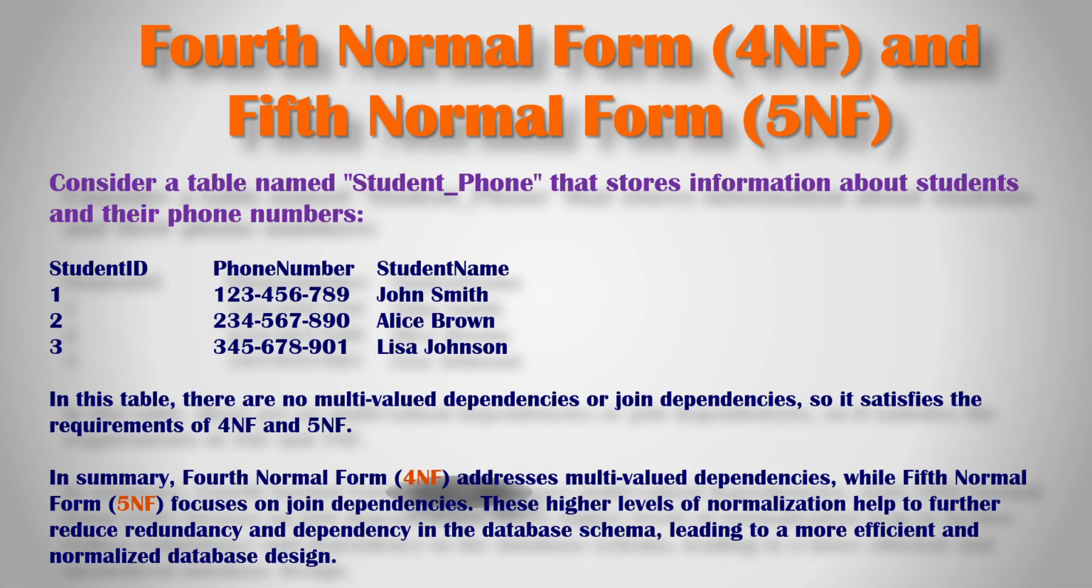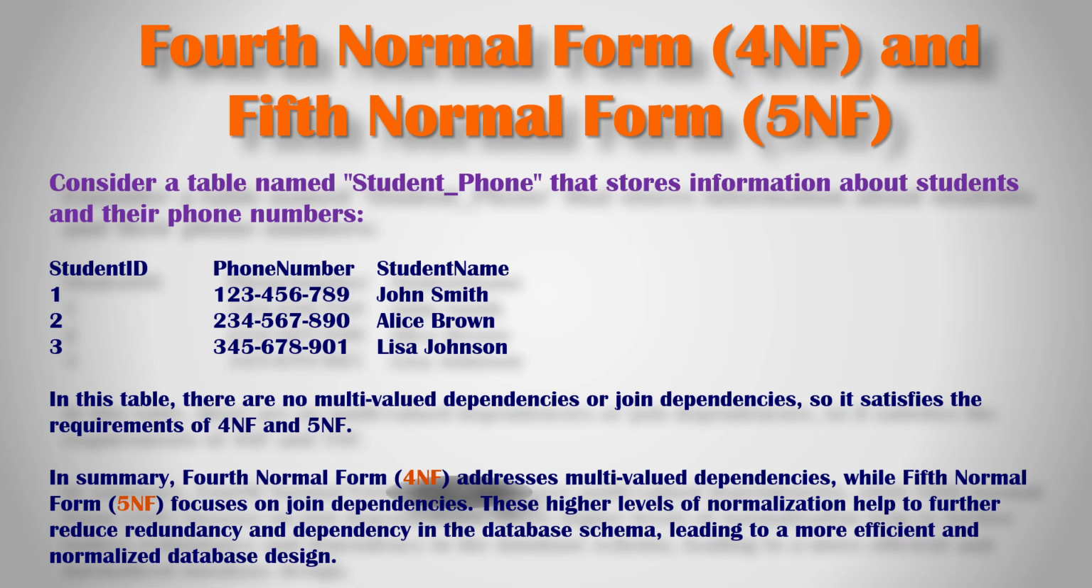Consider a table named Student Phone that stores information about students and their phone numbers. Student ID, phone number, student name. 1, 123456789, John Smith. 2, 234567890, Alice Brown. 3, 345678901, Lisa Johnson. In this table, there are no multi-valued dependencies or join dependencies, so it satisfies the requirements of 4NF and 5NF.